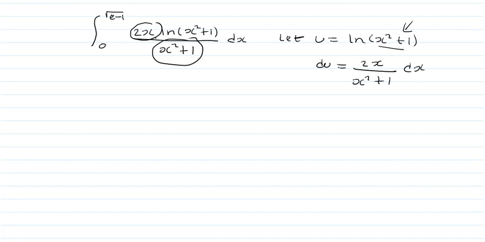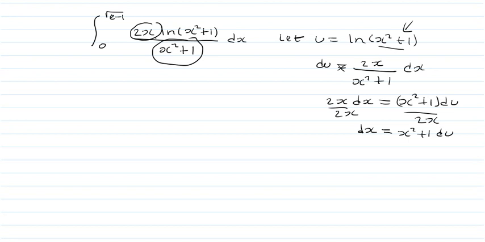So since we have it here, we are going to make dx the subject of the formula. So we multiply here, we are going to get 2x dx, which equals x squared plus 1 du. Okay, we are multiplying everything here. Here you divide by 2x, you divide by 2x, meaning your dx is going to be x squared plus 1 du divided by 2x.